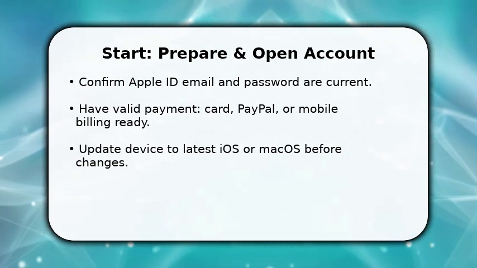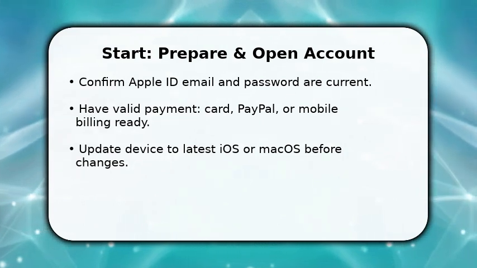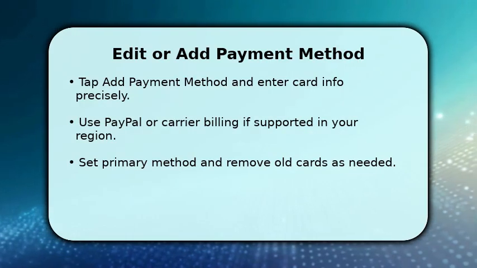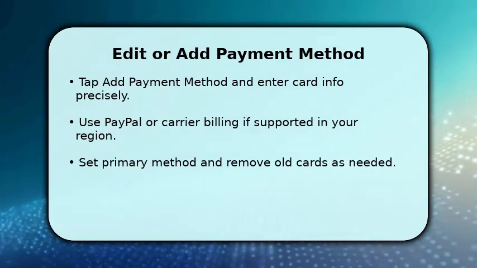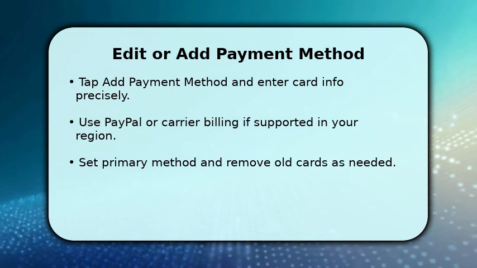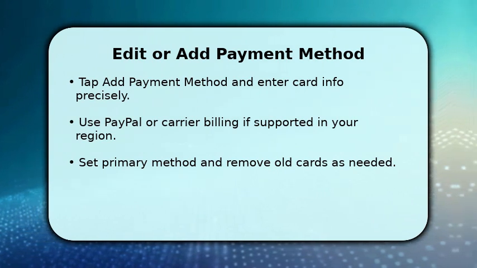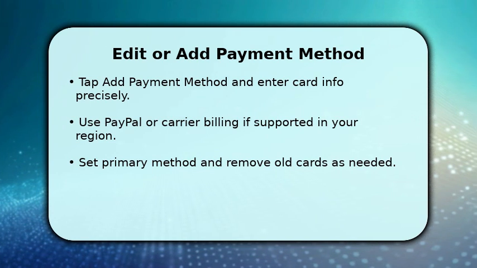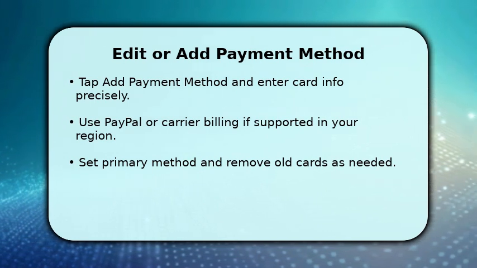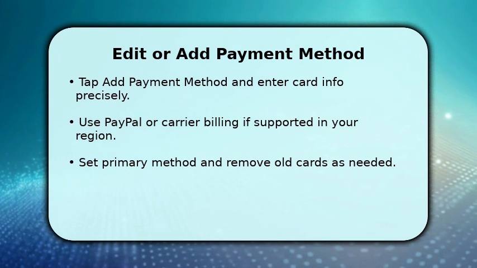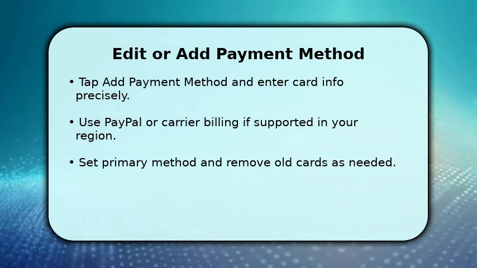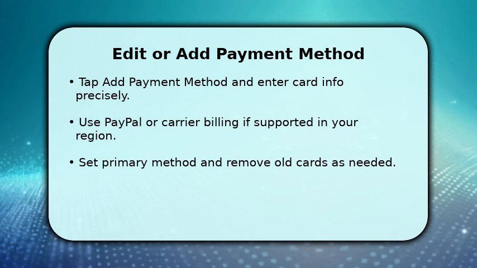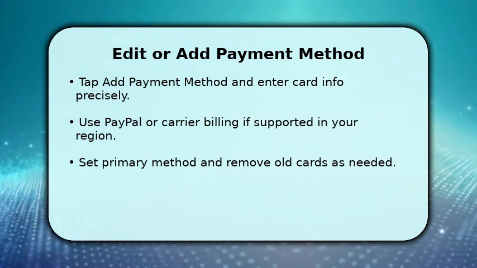Next, add or replace the payment method carefully. Enter card number, expiration, CVV, and billing address exactly as on file. Small typos block verification. If you prefer PayPal or mobile carrier billing, select that option and follow the on-screen authorization. Those reduce card errors. Once added, set the new method as primary, then delete any expired or duplicate entries. This prevents accidental charges and ensures subscriptions.